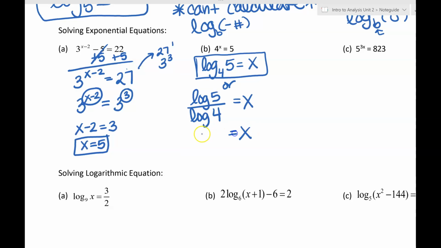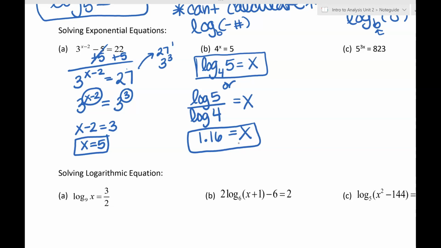That's the answer there. It might seem a little weird, but it makes sense. 4 to the first power would be 4. That's too small. 4 to the second power would be 16. That's way too big. So it's close to 1, but a little more. And so that makes sense for what we have.